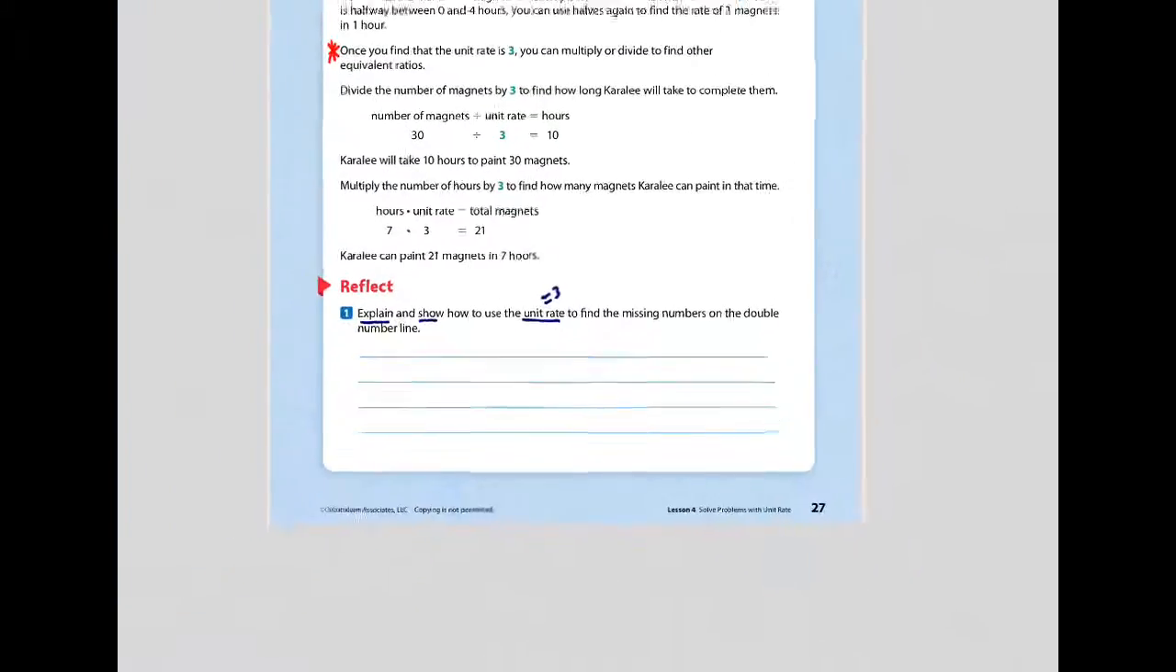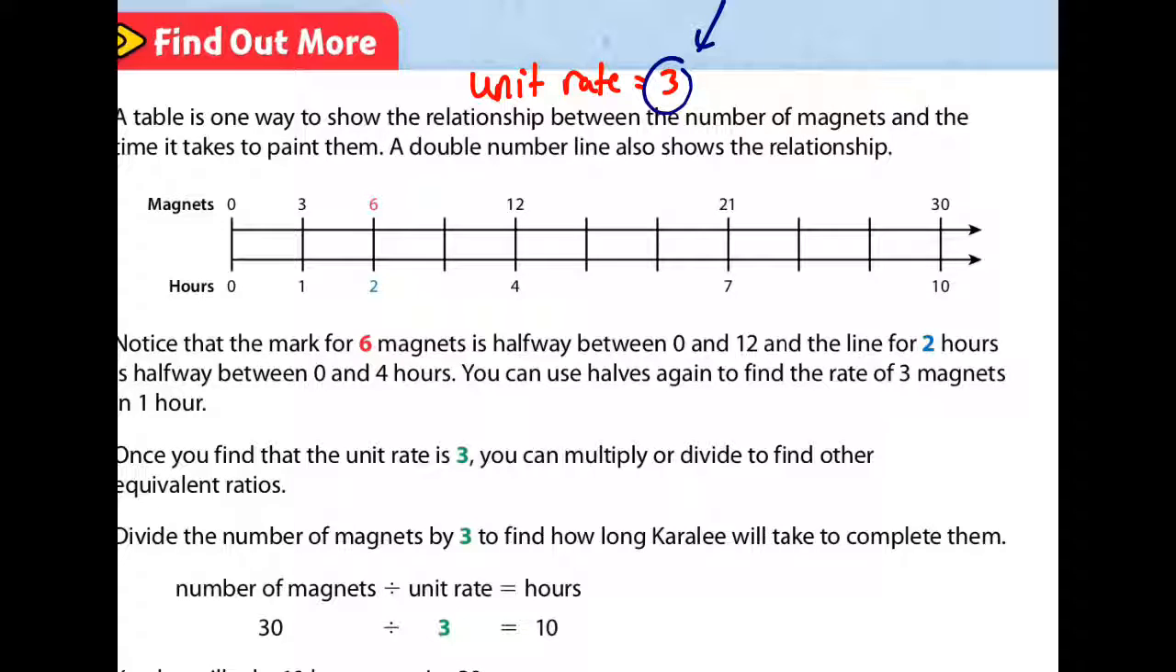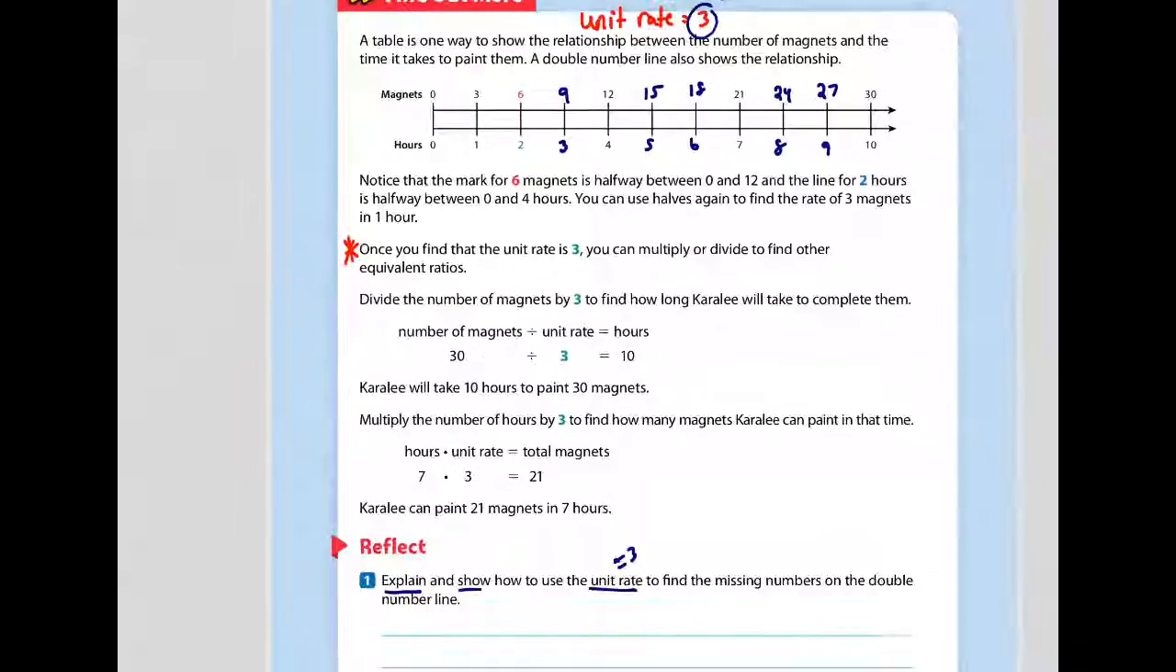All right, so let's see how you did. Now remember the 2 things I showed you. If you have the number of hours, you multiply by 3 to get the number of magnets. If you have the number of magnets, you divide by 3 to get the number of hours. So you should have these numbers. If you messed up these numbers, make sure they're correct.